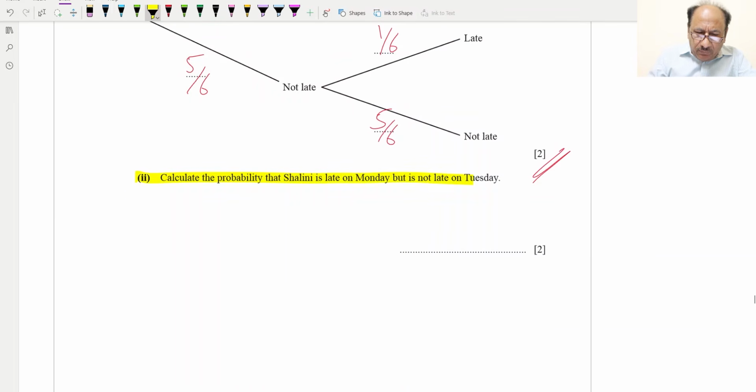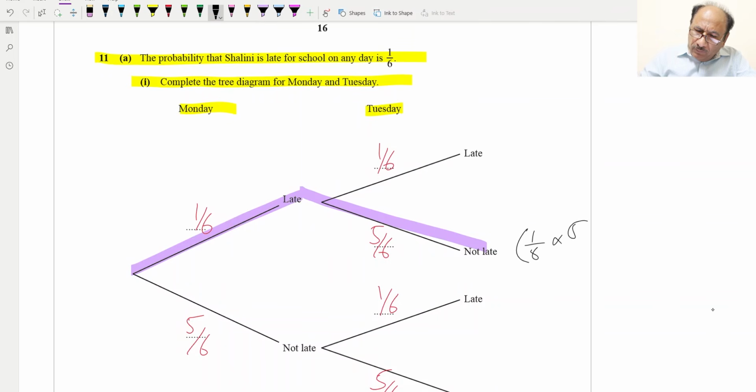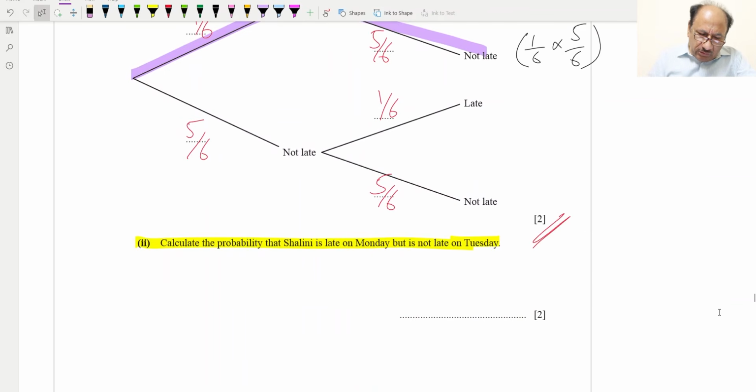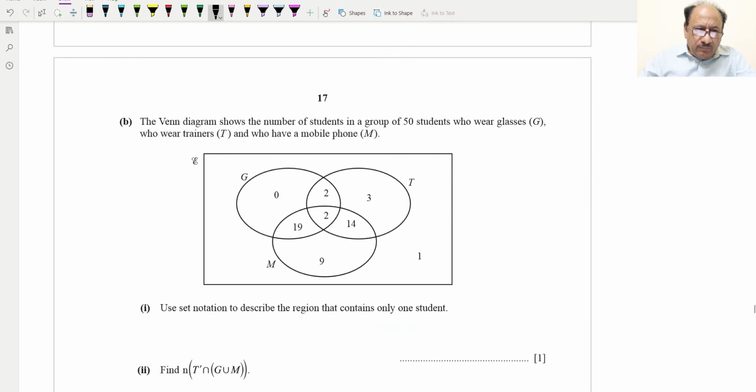Next is complete the probability that Shalini is late on Monday but is not late on Tuesday. So which leg will we be considering? Late and not late will be this one, and we can write this will be 1 by 6 into 5 by 6. So this will be 1 by 6 into 5 by 6, which is equal to 5 by 36, and 5 by 36 will be the answer for 2 marks. Hopefully you understood this.